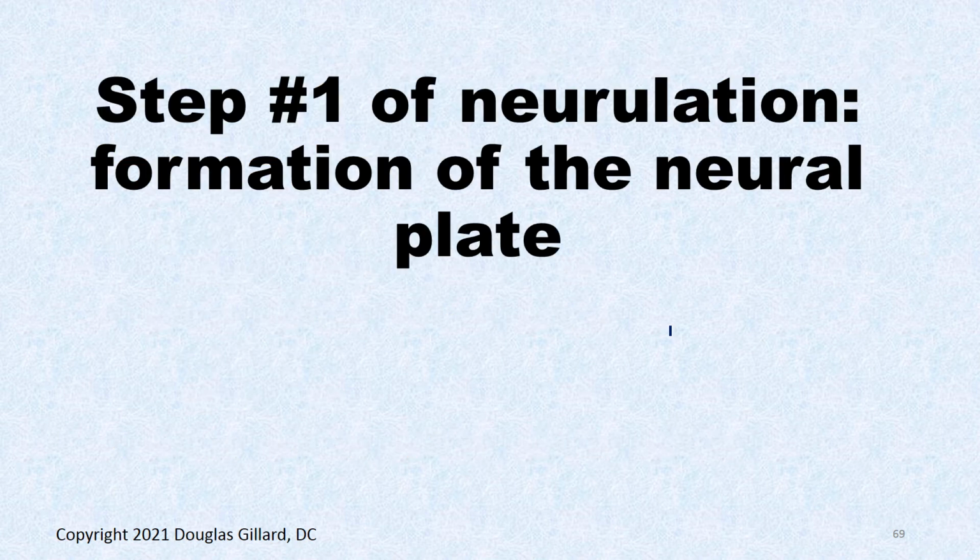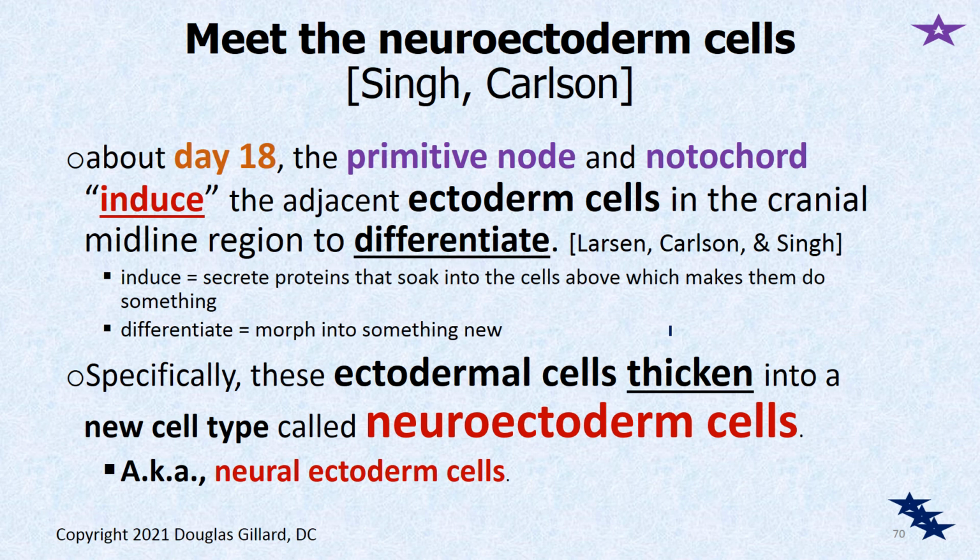So first thing we need to do is form the neural plate. This happens on day 18. The primitive node and the notochord release gene products that soak into the ectoderm cells above. In other words, they induce ectoderm cells to morph into neural tissue. So the ectoderm cells above morph into neuroectoderm cells, and basically they get very thick and form a plate. That's called the neural plate. The neural plate is made from neuroectoderm cells.